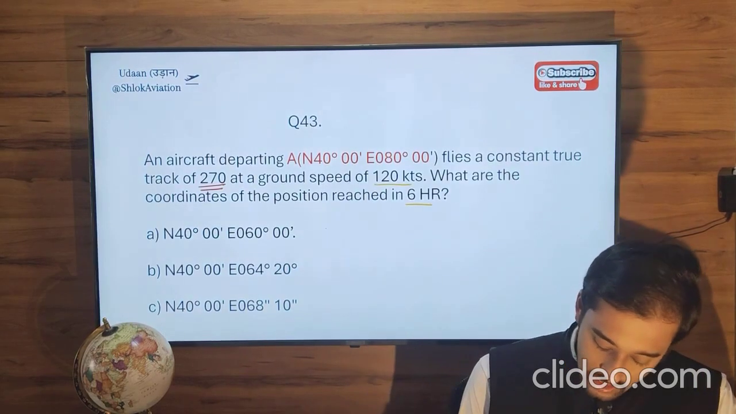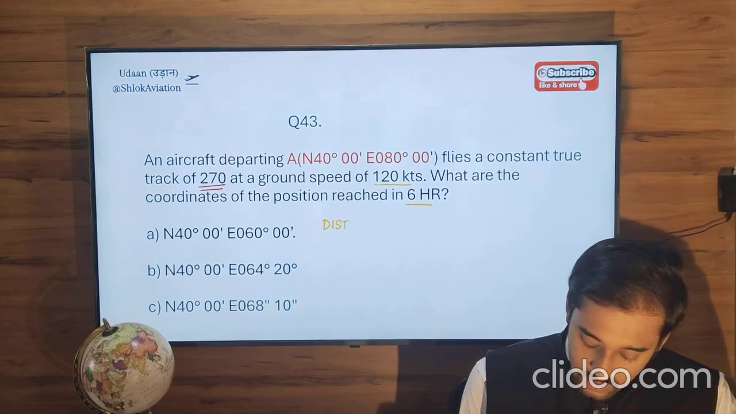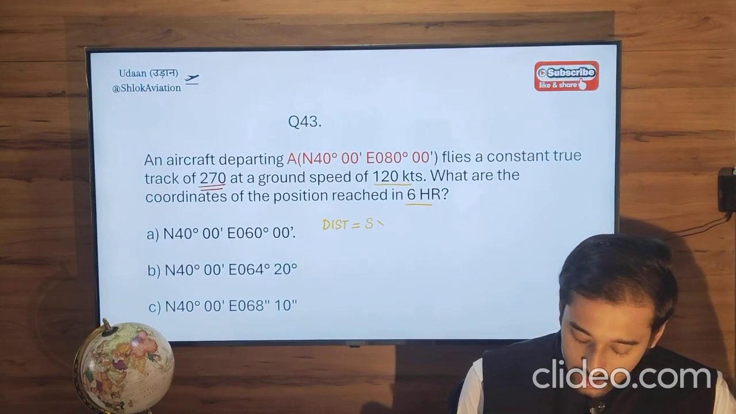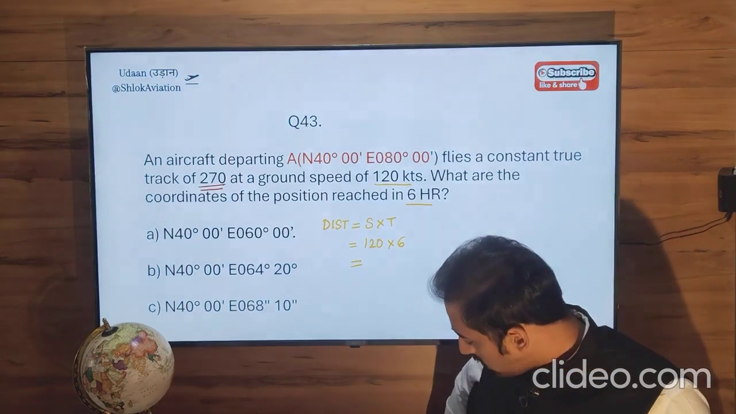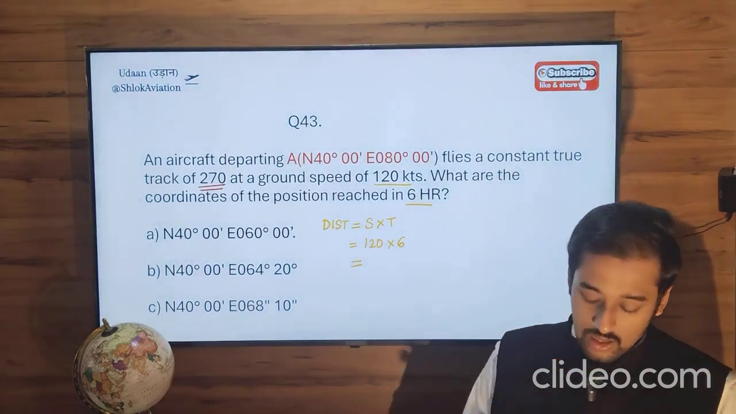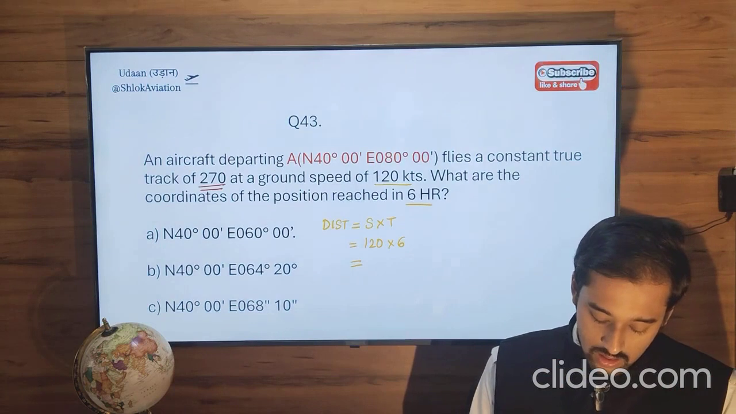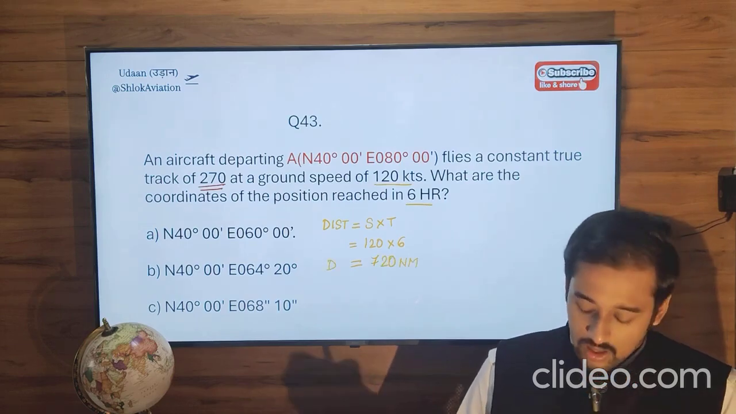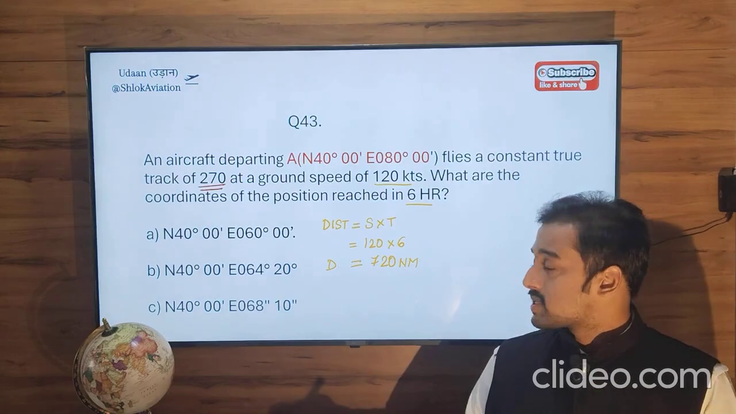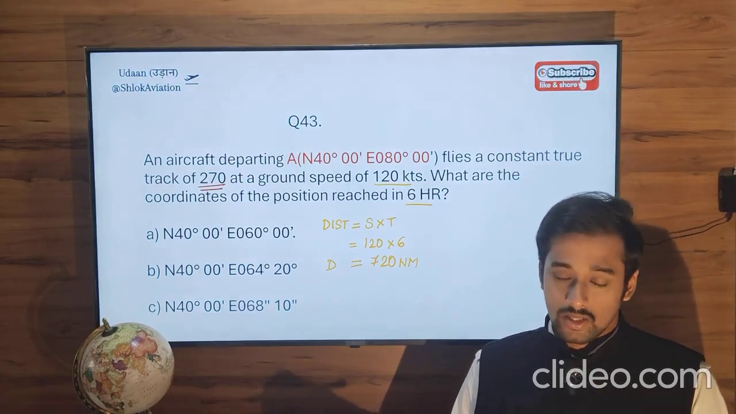Let's find distance. Distance equals speed into time. 120 into 6. So distance will be equal to 120 into 6, 720 nautical miles. The distance is 720 nautical miles. This distance is your rhumb line distance.